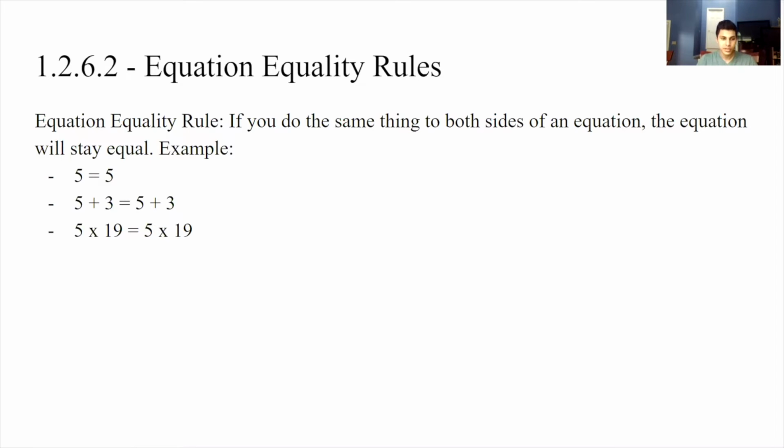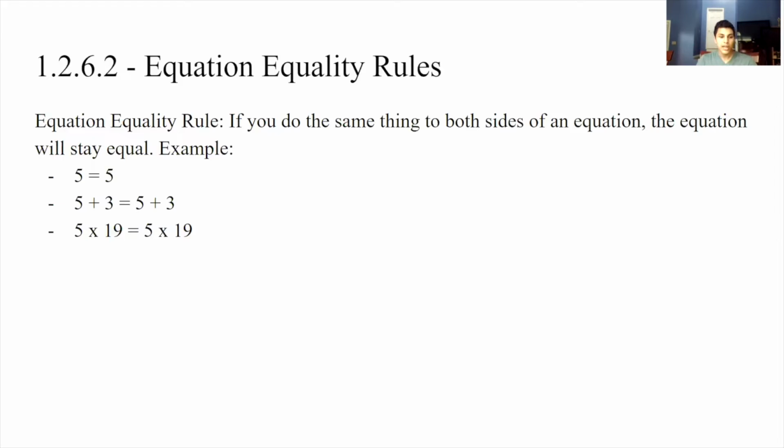So the first rule that you need to know is the equation equality rule, which says if you do the same thing to both sides of an equation, then the equation will stay equal. I have an example listed below, where I have the equation 5 equals 5. It's a relatively simple equation, but it's a good one for demonstration purposes. So the rule says if I do the same thing to both sides of an equation, then it will stay equal. In the next bullet, I'm adding 3 to both sides of the equation. So on the left side, I have 5 plus 3 equals, on the right side, 5 plus 3. And 5 plus 3 is 8. So on both sides, it's just going to be 8 equals 8.